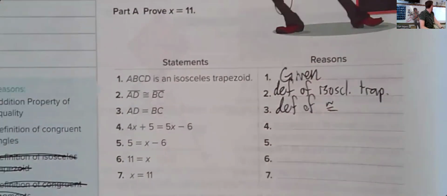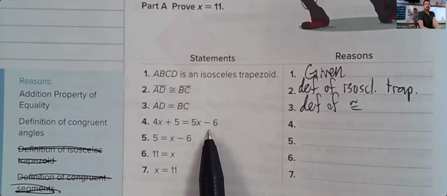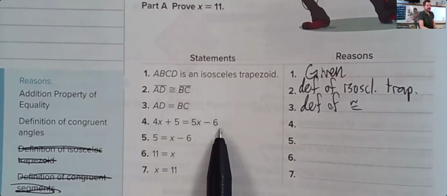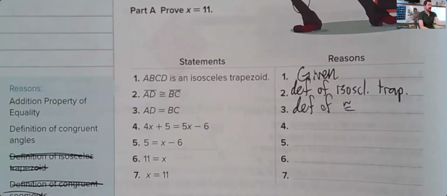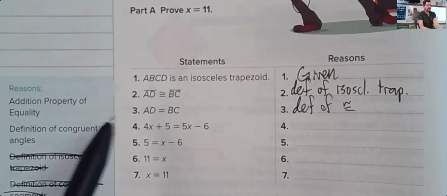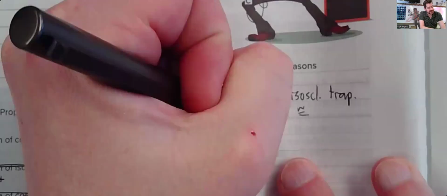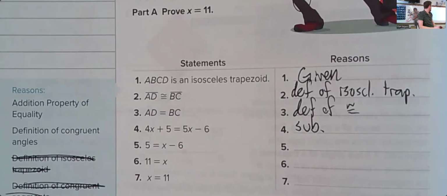And then how do we know to write this equation? What are we doing to get from AD to 4x plus 5 and from BC to 5x minus 6? Yeah, substitution. Because it tells us up top in the problem that AD equals 4x plus 5 and that BC equals 5x minus 6. So we're just swapping those out. This is a substitution step. Sub.